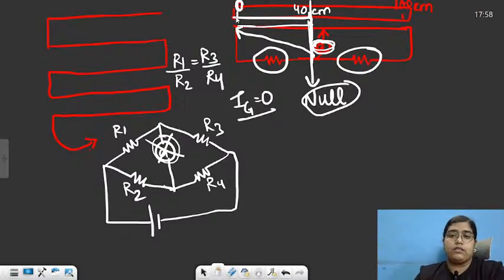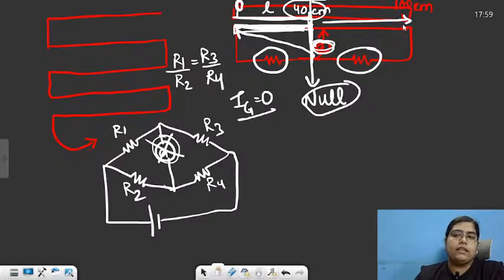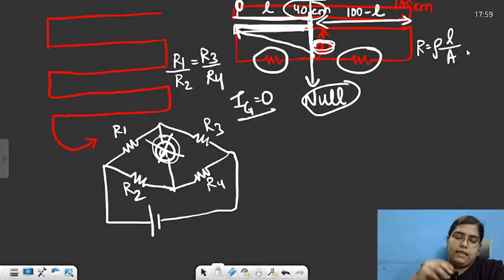The other two resistors are basically this wire on which you were moving the stylus. So this wire has some length. This length came out to be 40 for me, right? If I simply say this length is L, then the remaining length of the wire is 100 minus L. Every wire has a resistance, and this is the same wire, so the resistivity is the same. The formula for resistance is rho L by A. I am considering the same wire, just taking two parts of it.